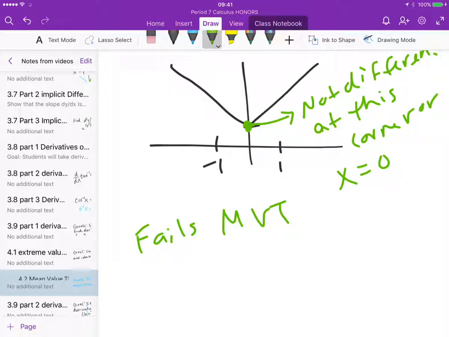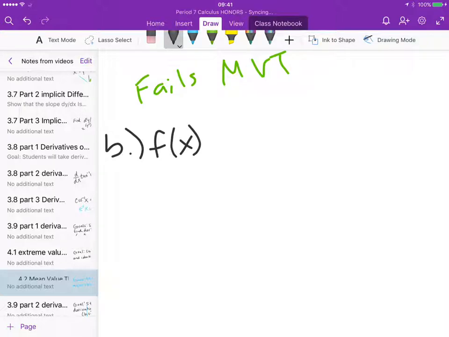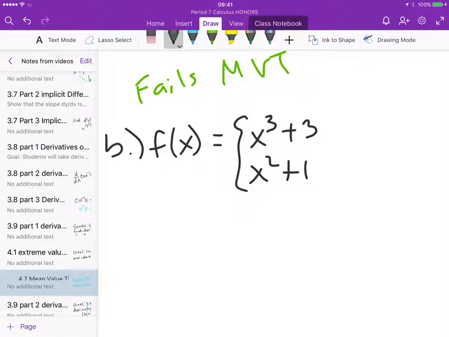The next function I want to look into for this exact same type of question is a piecewise function: f of x equals x cubed plus 3 when x is less than 1, and x squared plus 1 when x is greater than or equal to 1 in this particular example.